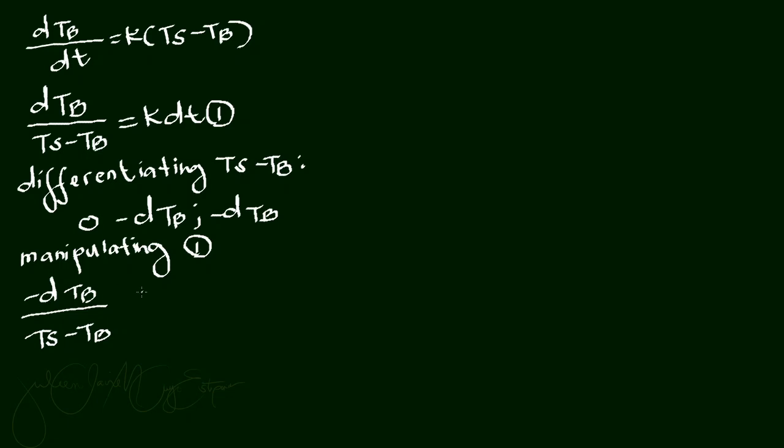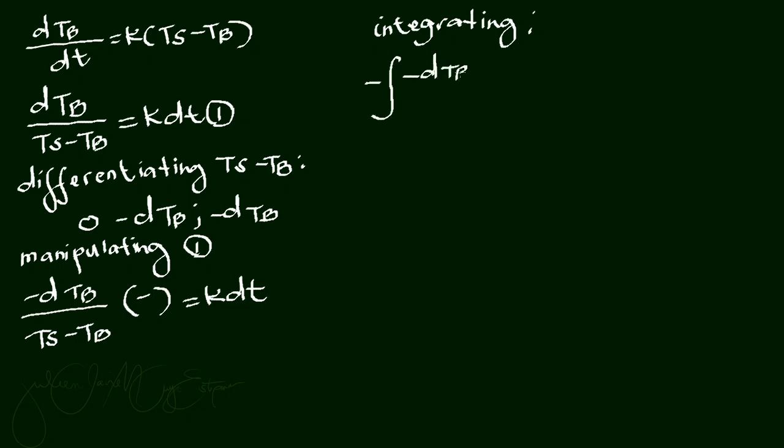Since we multiplied by negative, make sure that you divide by its reciprocal, that is 1 over negative 1, over 1, so that is the same, that is 1. So that is K dt. Now we are ready to integrate that one. Integrating that, let us bring out negative, that is the integral of negative dTB over TS, which is constant, minus TB, our variable, that is equal to, let us bring out K since that is constant, dt.